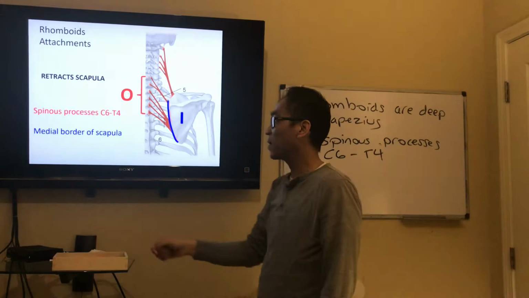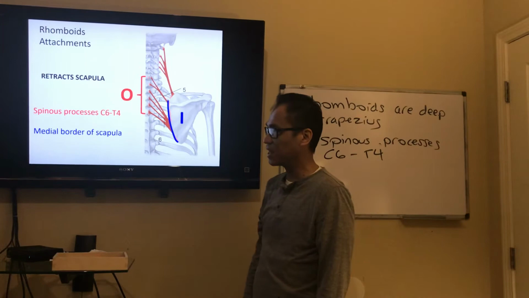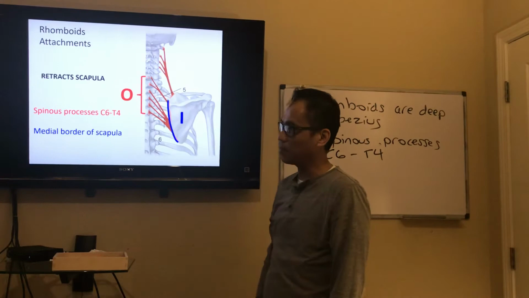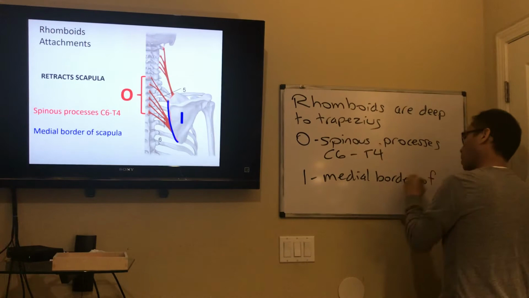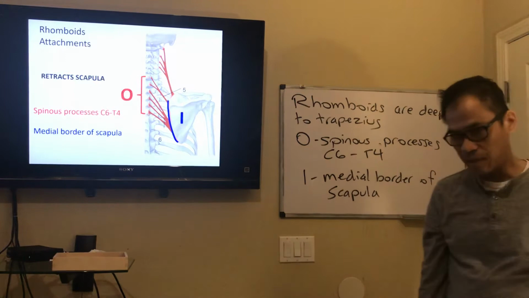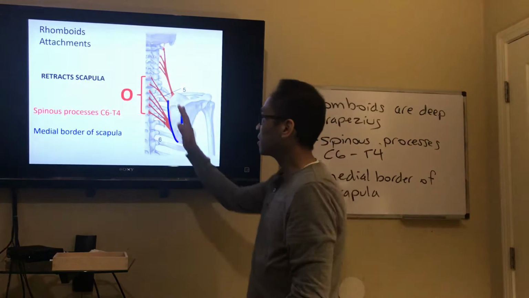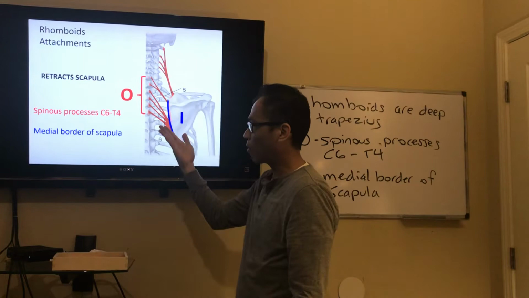So the attachments, starting from the minor all the way down here to the major, spinous processes of C6 to T4, they reach down a little bit and they're going to insert where I got this blue line, medial border of scapula, that's the insertion. Now that I told you the insertion, can you figure out how it's going to move the scapula? Okay, it's going to pull it this way, so we call that retraction of the scapula. Got it right there.